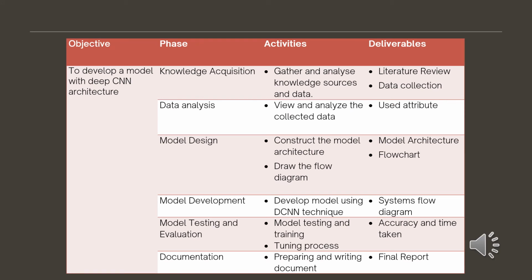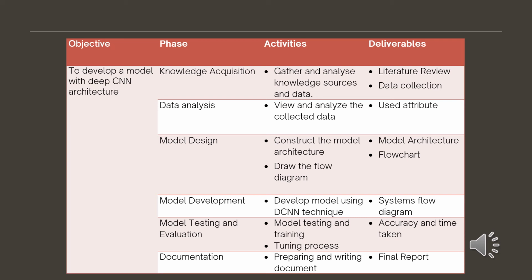For the second objective, to develop a model with the CNN architecture. The first phase is knowledge acquisition. The activities are gathering and analyzing knowledge sources and data. So the deliverables will be the literature review and data collection. Next, data analysis. We view and analyze the collected data, and the deliverables will be the use attributes. Next, model design. The activities are constructing the model architecture and drawing the flow diagram. The deliverables will be the model architecture and flowchart.